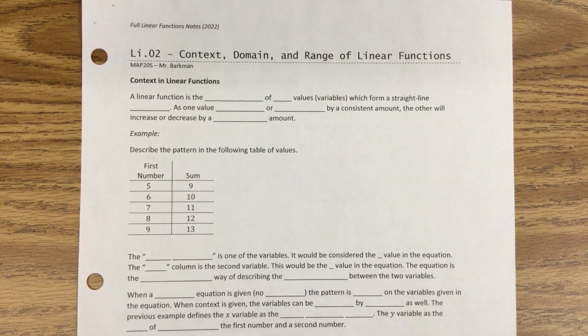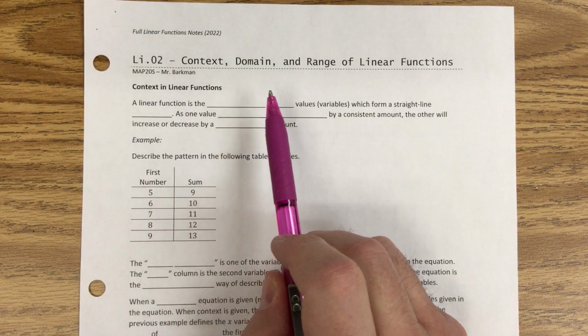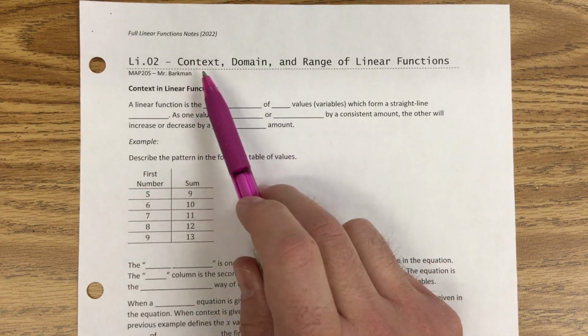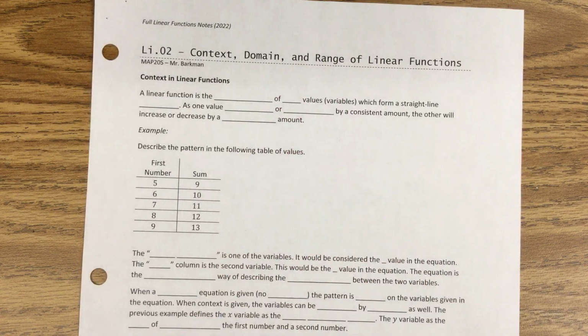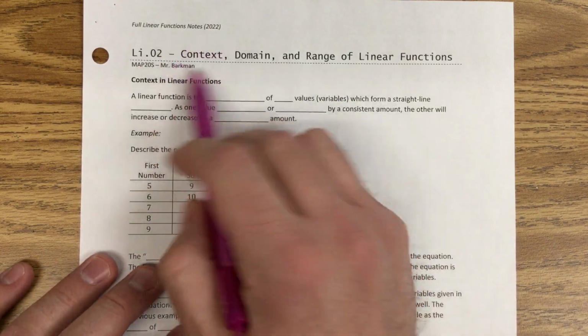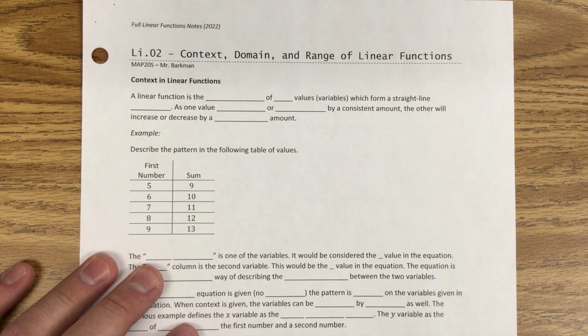We're going to start taking a look at linear functions 2, the lesson on context and domain and range of linear functions. We're going to start off in the first video talking about context, and then we're going to move on to domain and range and how those represent a graph, especially when there is context involved.